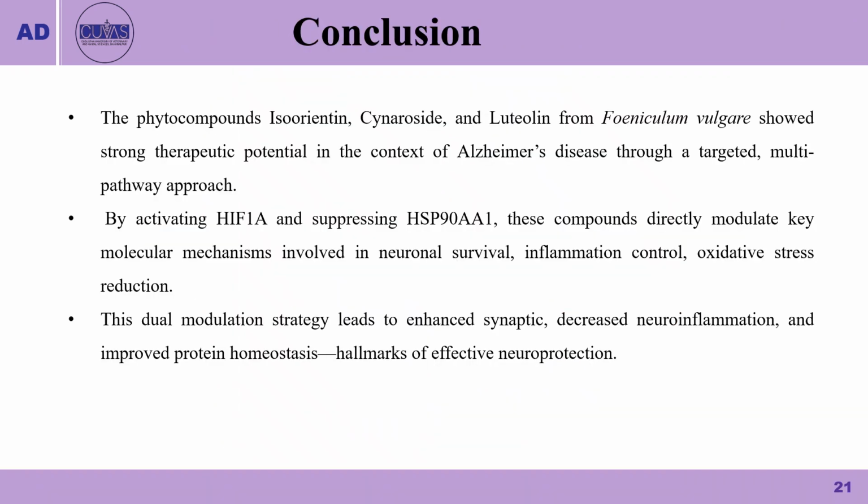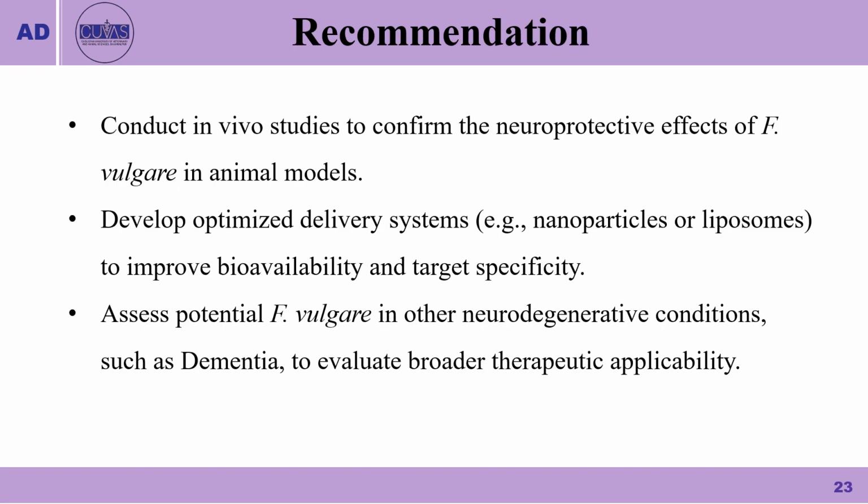The phytocompounds apigenin, cyanidin, or lutein from Foeniculum vulgare showed strong therapeutic potential in the context of Alzheimer's disease. And these are some of the activating proteins. It also shows a dual mechanism. So finally, we recommend conducting in vivo studies to confirm the neuroprotection, developing optimized delivery systems, and assessing the potential of Foeniculum vulgare in other neurodegenerative conditions.